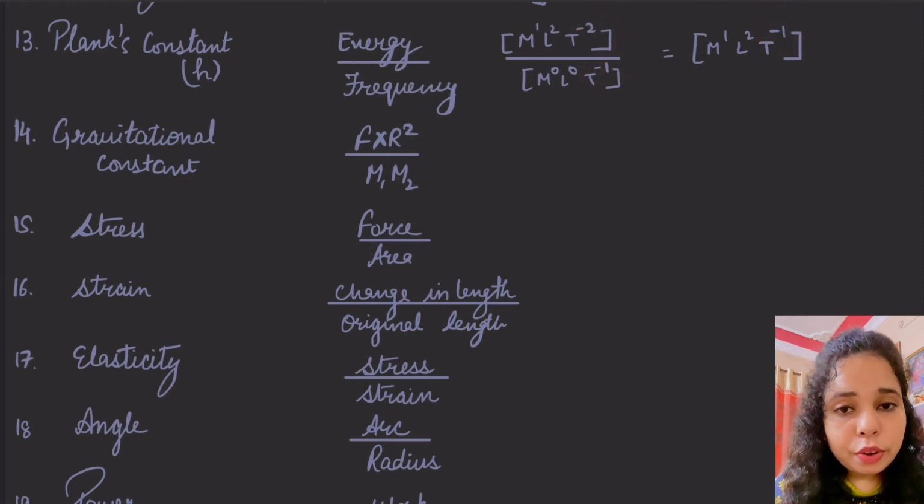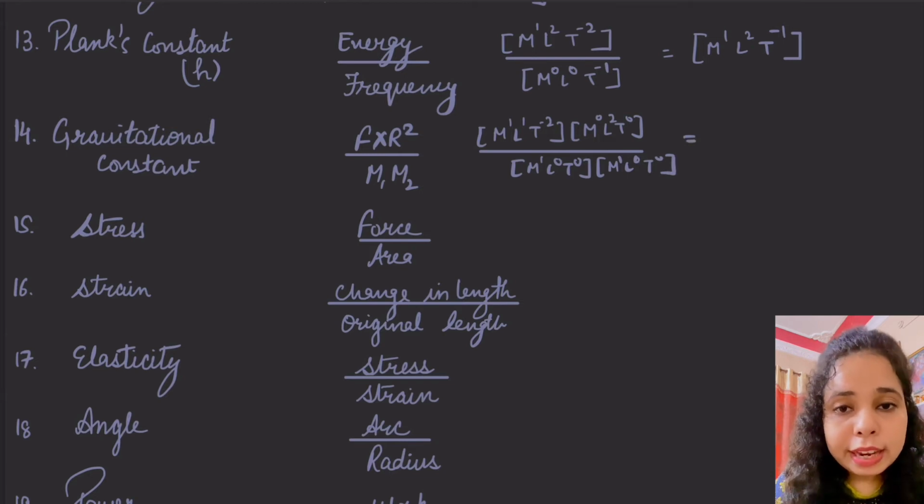Then for the gravitational constant, we have the formula F r square upon m1 into m2. For force, we have the dimensional formula m1 l1 t minus 2, and for r we have the dimensional formula L, and for r square, L square. Because there is r square, we will put the square over L. So we have in the numerator the total formula as m1 l3 t minus 2. In the denominator, we have two masses, so we have the dimensional formula as m1 l0 t0 multiplied by m1 l0 t0.